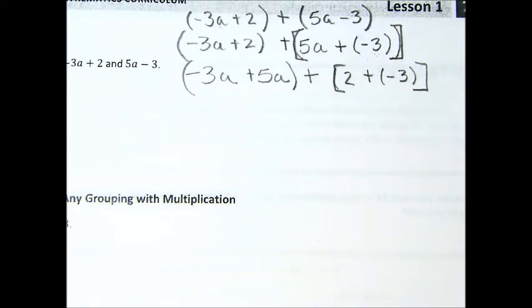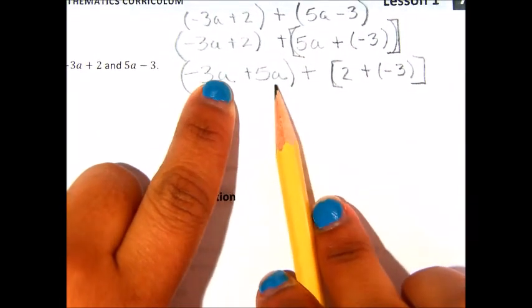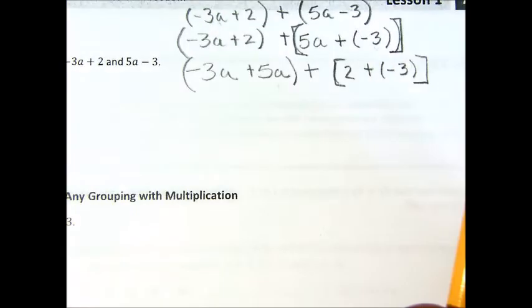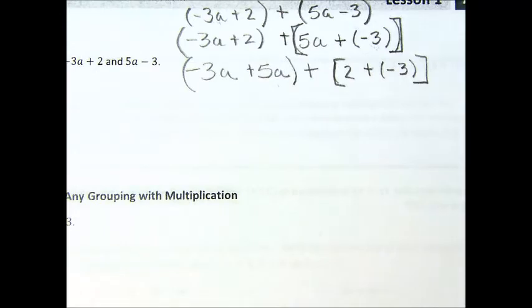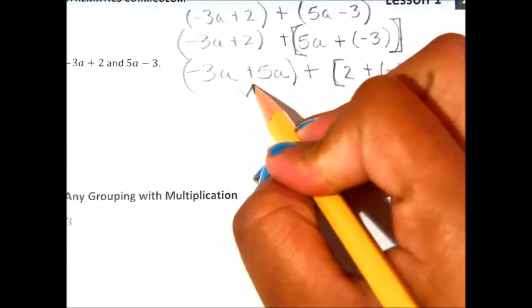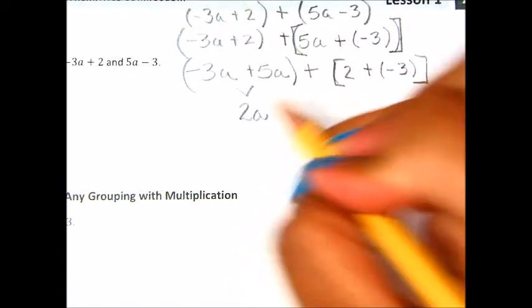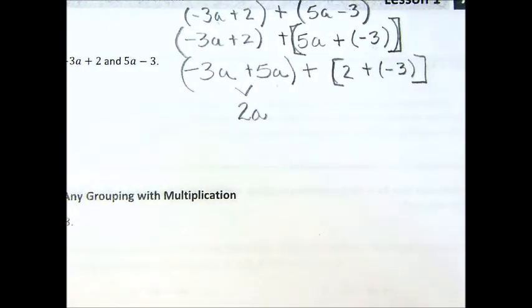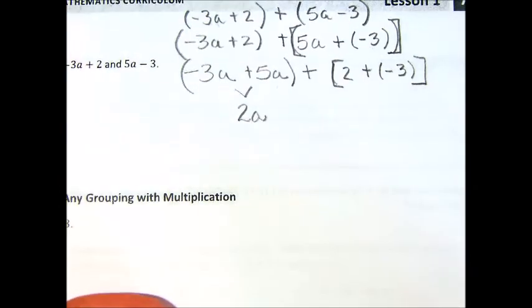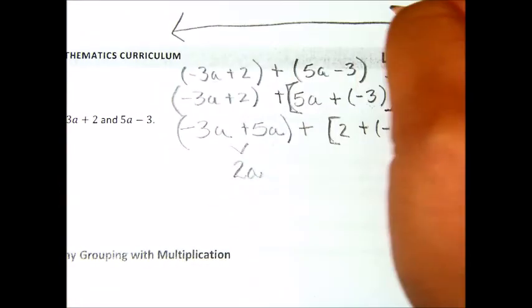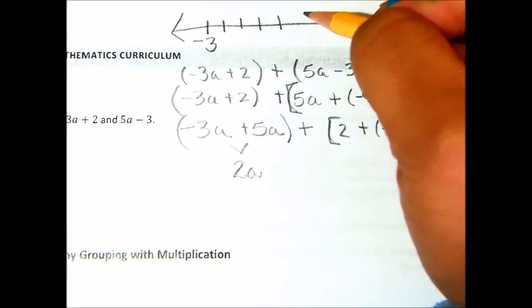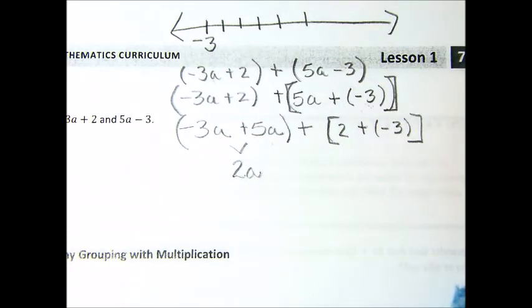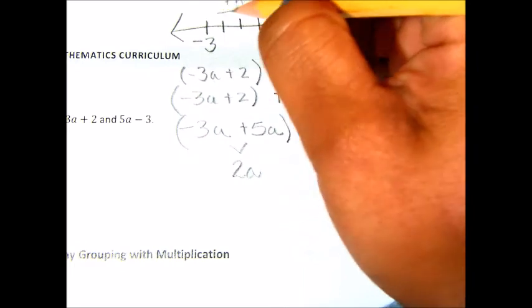It's going to be easier for me to combine like terms now because I put my coefficients with variables in one parenthesis and I put my whole numbers in another parenthesis. When I combine negative 3a and 5a, what is my final answer? I'm going to get a positive 2a. My number is going to end up being positive because I'm starting at a negative 3 on a number line. And I want to move 1, 2, 3, 4, 5 places to the right. Adding 5 would move to the right.